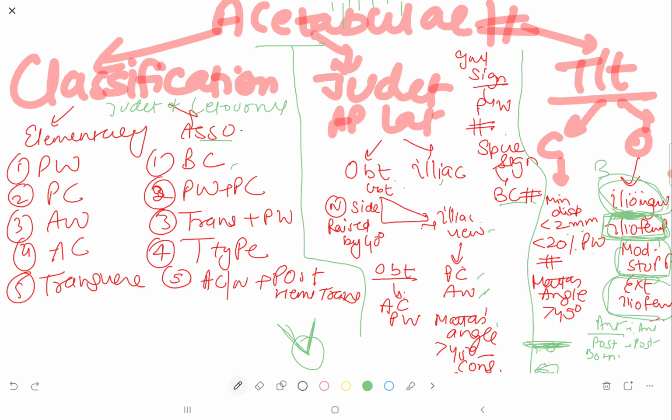Then firstly you should know that in the normal acetabular pelvis X-ray you can see two lines. The upper line is the iliopectineal line, the lower is the ilioischial line. The iliopectineal line tells you about the anterior column fracture and the ilioischial line tells you about the posterior column fractures. That was all about the acetabular fractures.